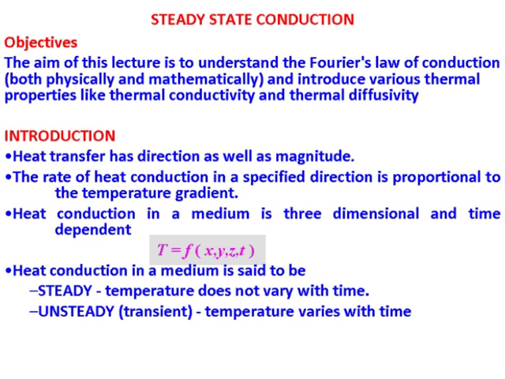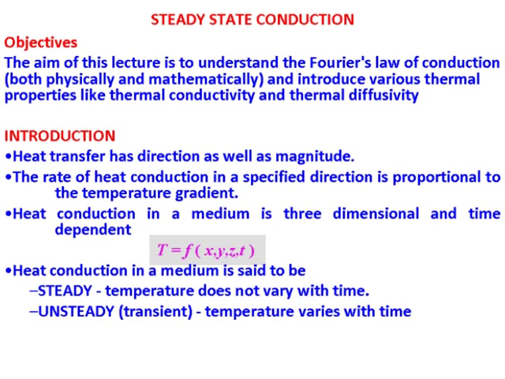If we see here, temperature we have written as a function of x, y, z and time. If the temperature is not going to vary with time, then temperature is going to be a function of only x, y and z. That means if the temperature does not vary with time, then we say that the heat conduction is in steady state. That is, it is steady state heat transfer. But if the temperature is going to vary with time, then it is going to be unsteady.